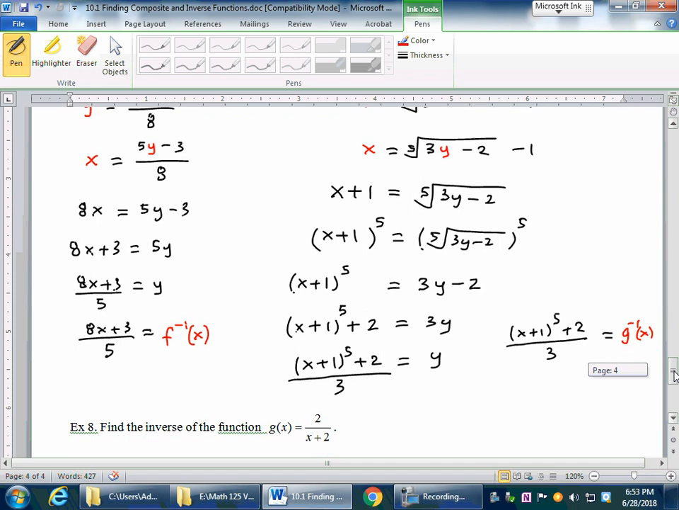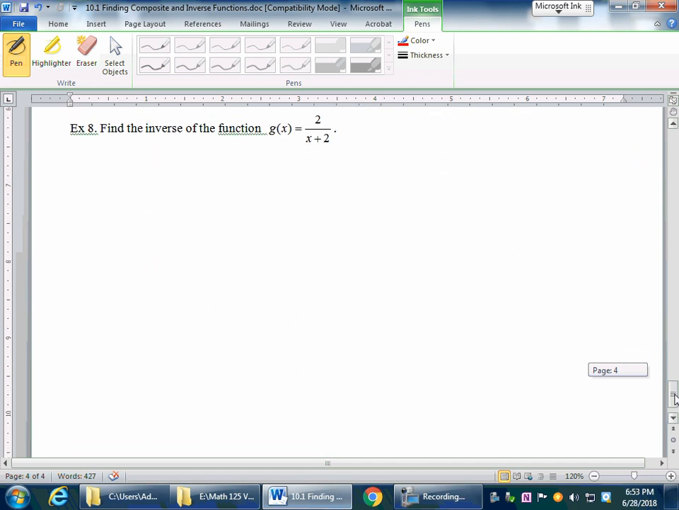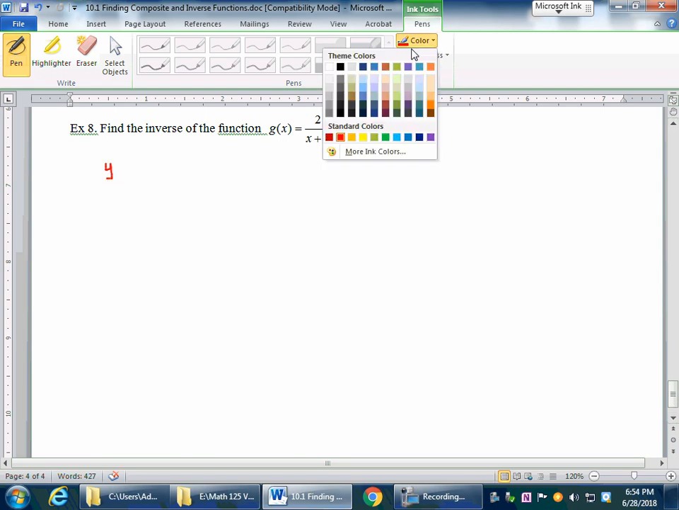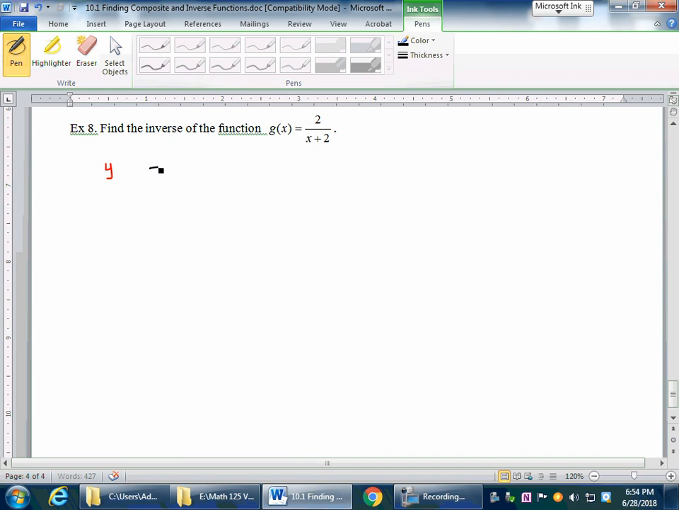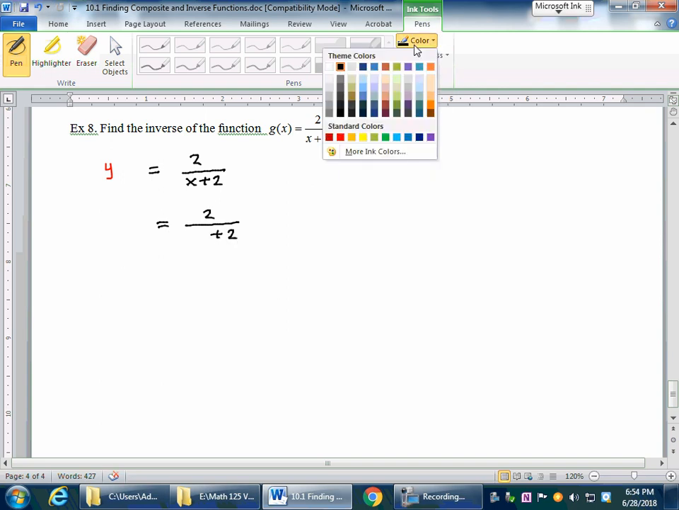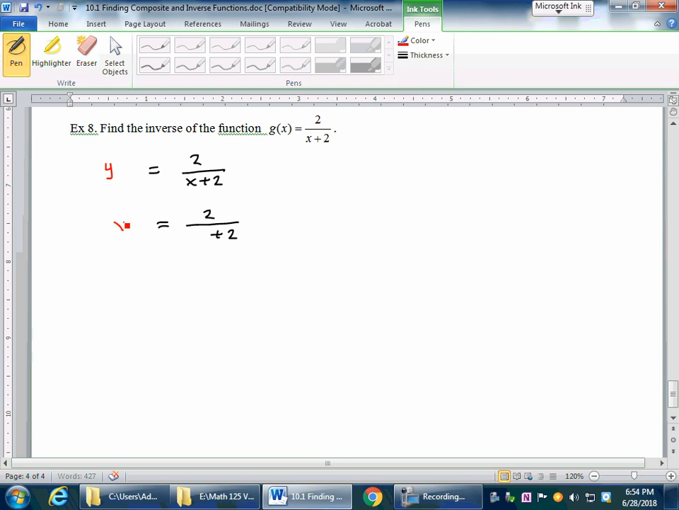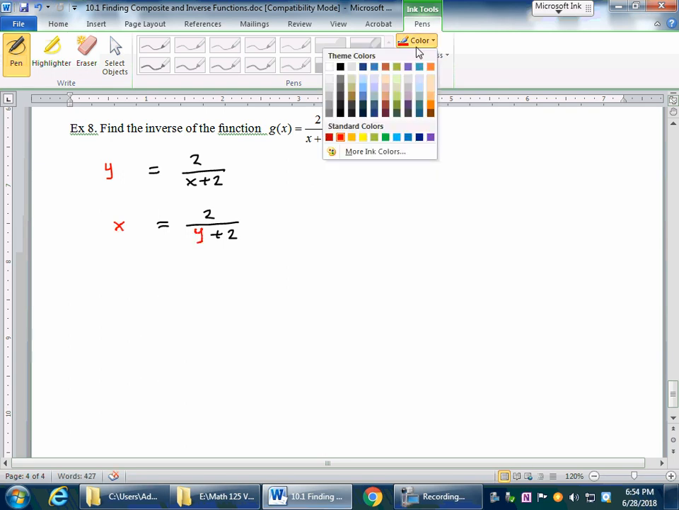Finally, the last example, rational functions. So as usual, the first step is what? Replacing the function notation with y. So y is equal to 2 over x plus 2. Now we're going to interchange x and y. So the variable y is replaced with x, the variable x is replaced with y. And we're going to solve for y.